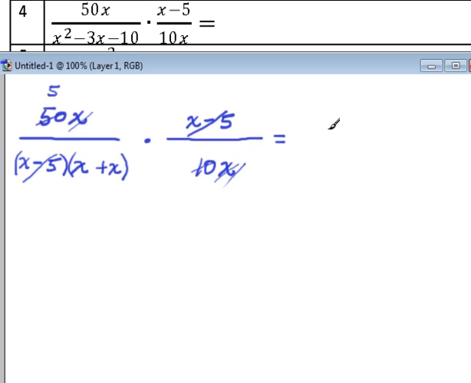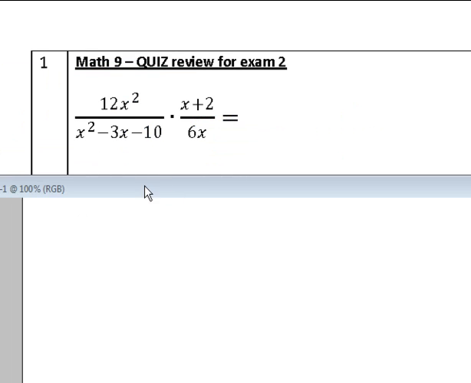So in the numerator we're just left with 5, and in the denominator, sorry, this was supposed to be x minus 5, x plus 2. That should be a 2 over there. So in the denominator we have x plus 2. Here's question number 1 on the quiz. So copy this down and you can do question 1 now.